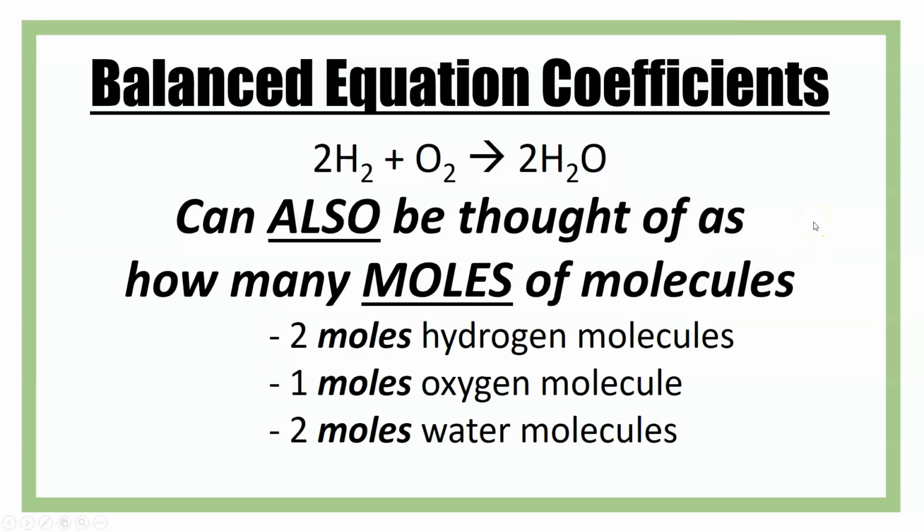So instead of thinking about these as individual molecules, let's think of them as moles of molecules. So I'm going to need 2 moles of hydrogen molecules. I'll need 1 mole of oxygen molecules. I'll need 2 moles of water molecules. So it's basically keeping the same ratios, but we're going to count them in a bigger chunk that's much more convenient for us.